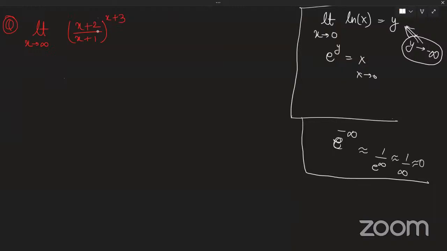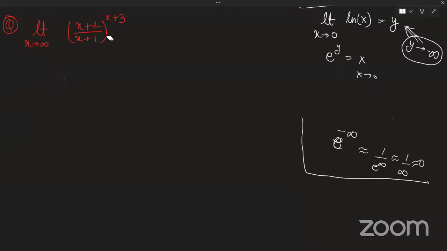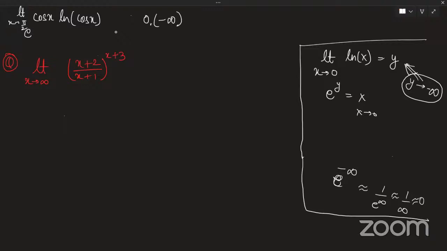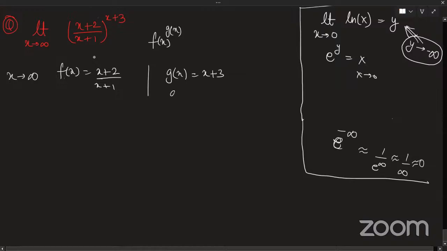Okay. So which form is this? Anyone? So currently we have f of x raised to g of x. Something like this. f of x is x plus 2 divided by x plus 1, and g of x is x plus 3, and your x is tending to infinity. So can you tell me where will your g of x tend to? Infinity. Correct. Infinity plus 3 is also infinity only.